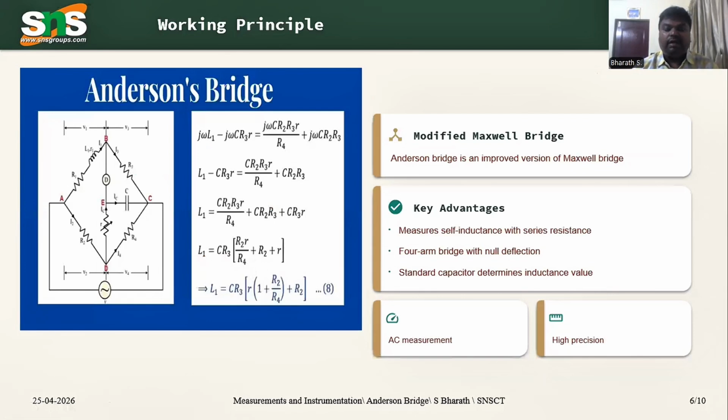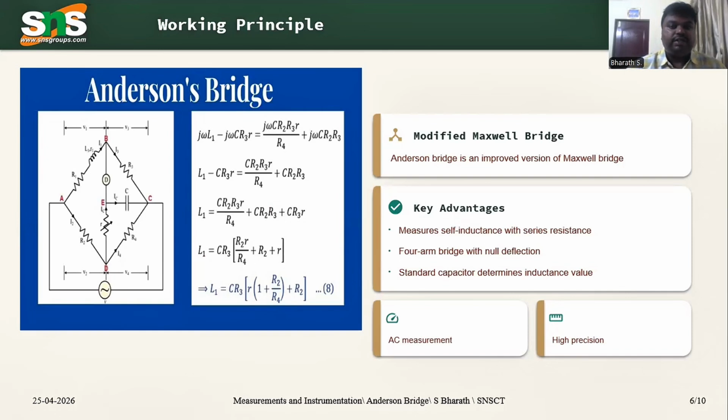After seeing the basic components, we are going to see the working principle of Anderson's bridge. The working principle is the measurement of self-inductance with series resistance. The four arms are adjusted to show a null deflection in the galvanometer. The standard capacitor determines the inductance value. So we are going to measure the unknown value of the inductor, and the self-inductance is measured with an AC measurement, so it is called an AC bridge.